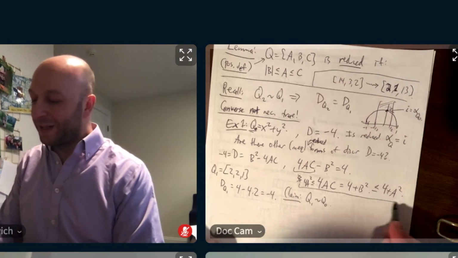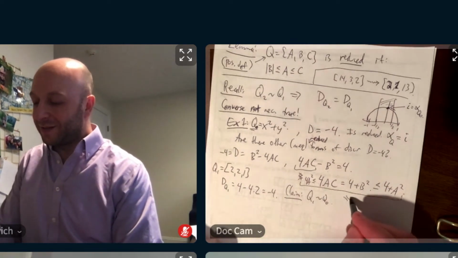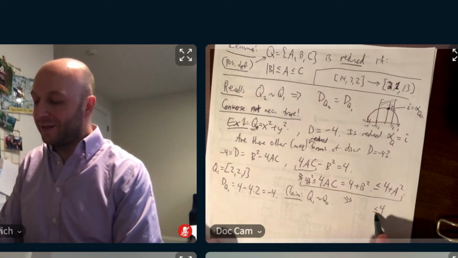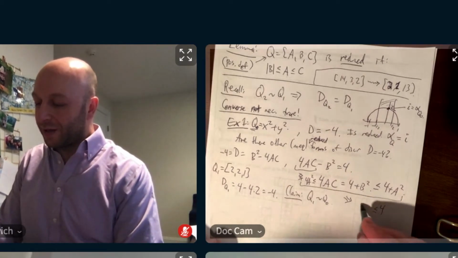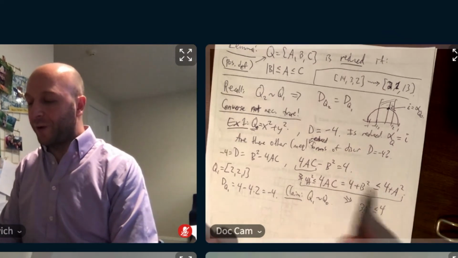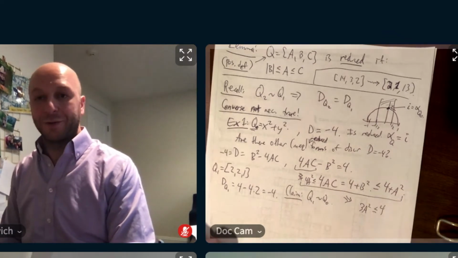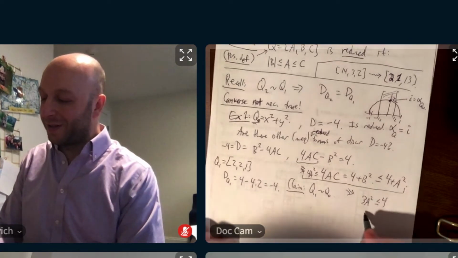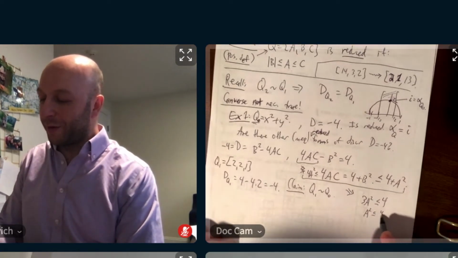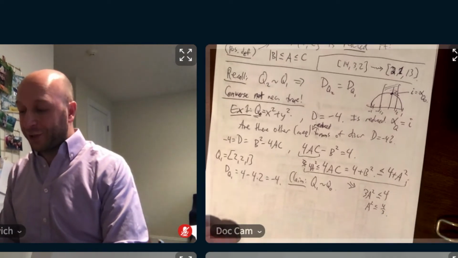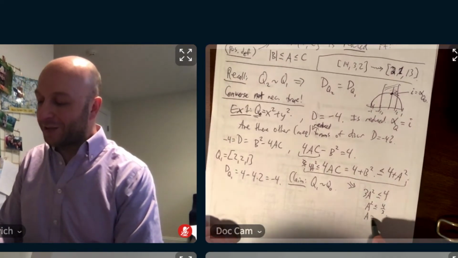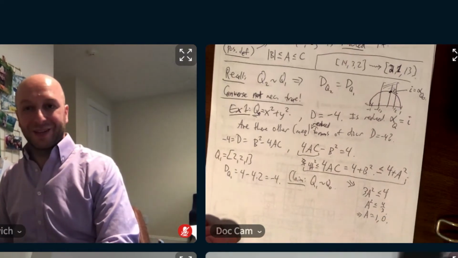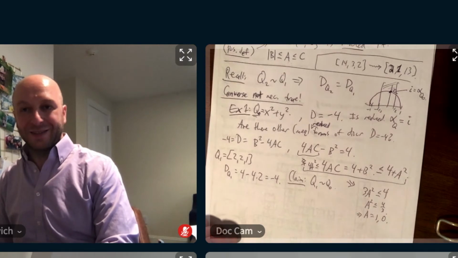And wait a second, what does that mean? This means, let's bring one of the A squareds to the other side. So this is 4A squared minus A squared, that's 3A squared is less than or equal to 4. In other words, A squared is less than 4/3. And that's an integer. So the only possible values of A are 0 or 1. Does everybody see that?